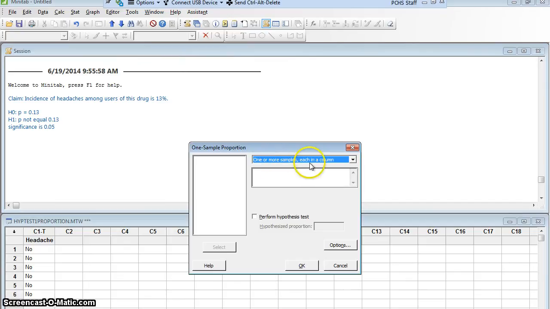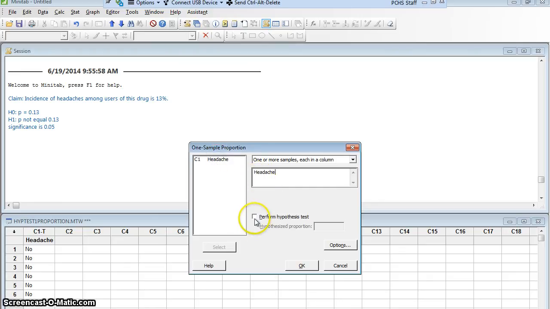Here, I do have one or more samples each in a column. If I had just told you there were 44 total people and this many had a headache, then I could do it as summarized data. If I click on the arrow here, you'll see I also have summarized data as an option. Here, I've actually got the data in a column. I don't have to count it up. And so I'm going to leave it there and then click in this box to tell it which column it is that I want to test. Well, I want to test C1 headache.